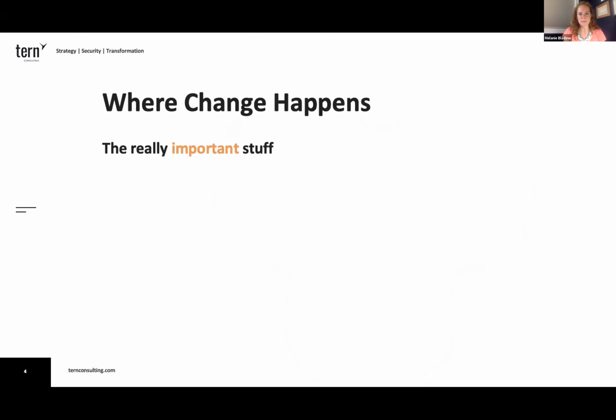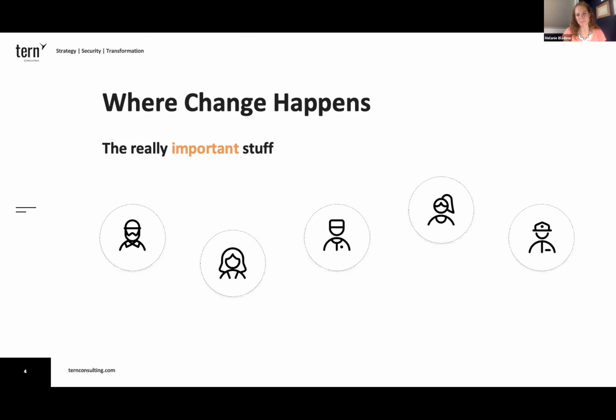So change happens. Where does that change happen of digital transformation? Where do we actually get change to occur? So the really important stuff, the really hard stuff, and the really challenging stuff is all about people. So in order to actually implement change, you need people to take action to change their behavior. And this is the part that I think all of us struggle with.